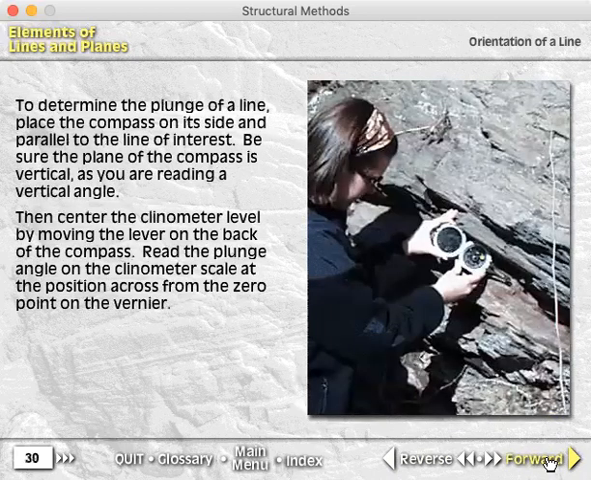To determine the plunge of a line, place the compass on its side and parallel to the line of interest. Be sure the plane of the compass is vertical as you are reading a vertical angle. Then, center the clinometer level by moving the lever on the back of the compass. Read the plunge angle on the clinometer scale at the position across from the 0 point on the vernier.